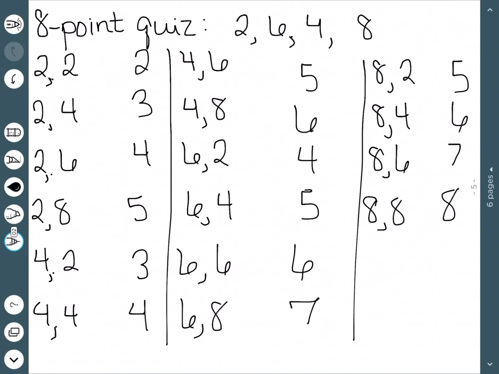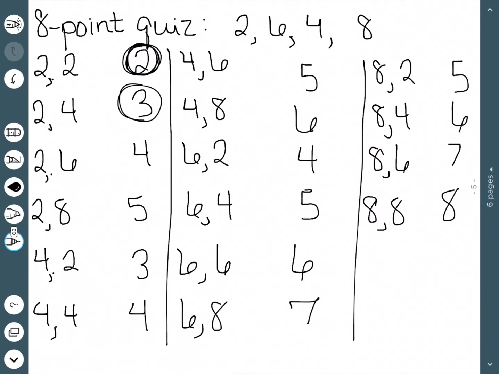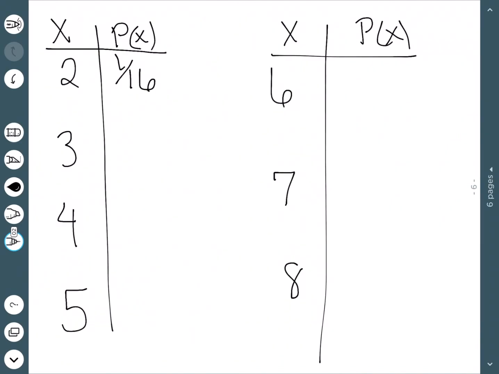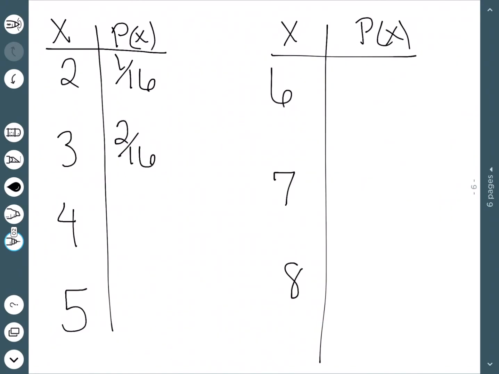Let's start with 2. We can see there's only 1 two in this set, so we have 1 out of a total of 16 different options. So back on my table, I'll do 1 out of 16. Now let's do 3. For 3s, I have 1, 2 3s, so 2 out of 16. Moving back, I'll write down 2 out of 16. Now let's do 4. I can see that I have 1, 2, 3 4s. So in my probability distribution, 3 out of 16.